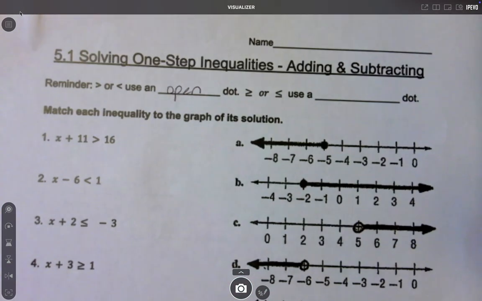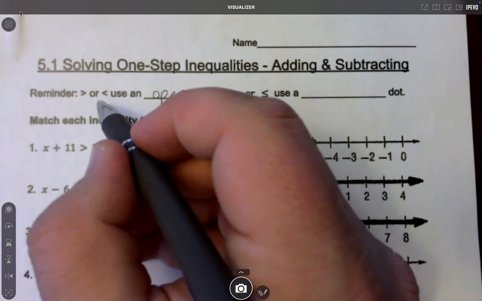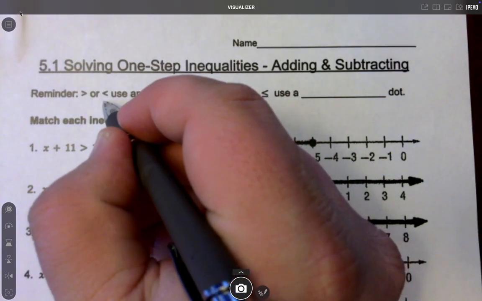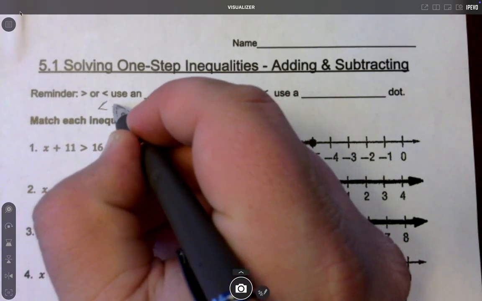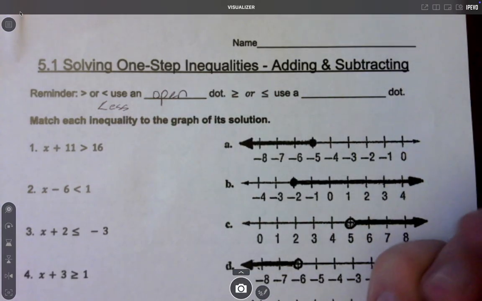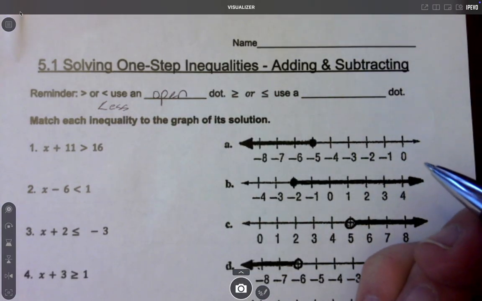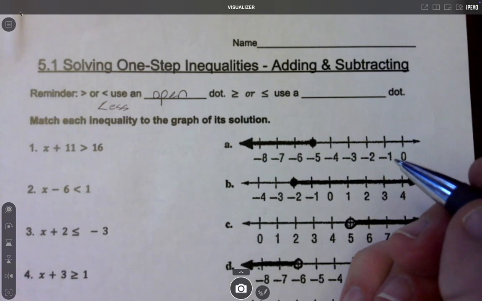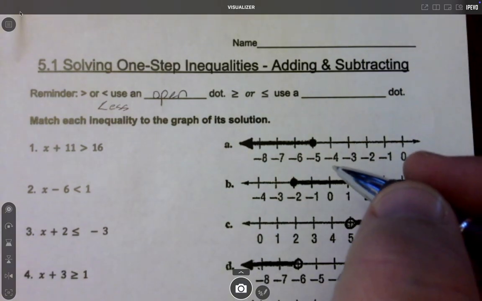Also, one other way you can remember less than and greater than is this sign almost looks like a capital L for the word less. But whichever way you remember, it's up to you, but it's vital that you do remember it. Now, back to the graphing thing.